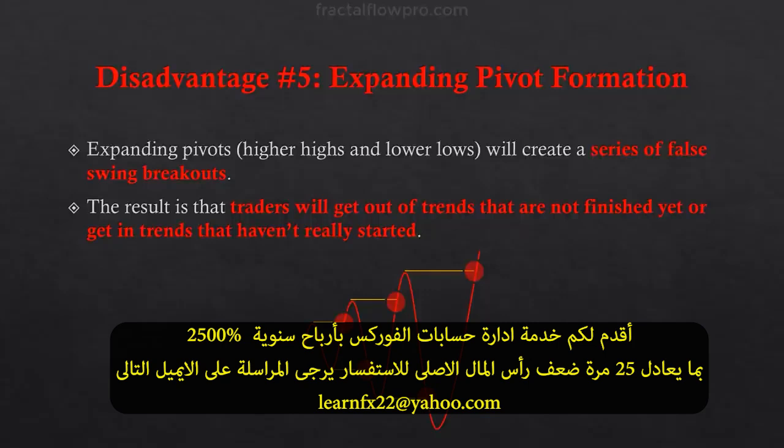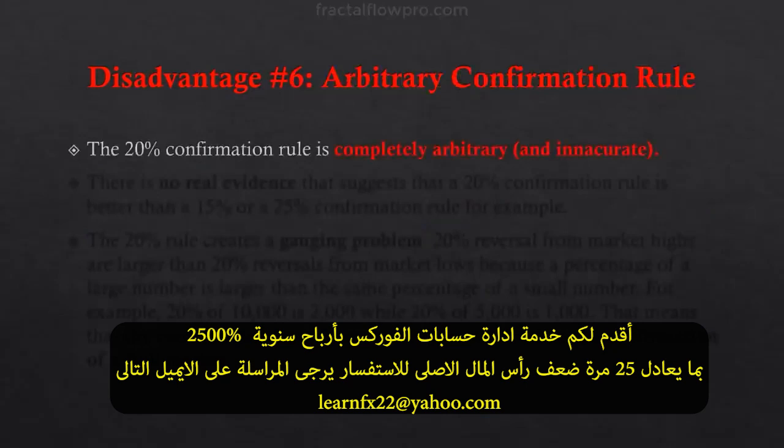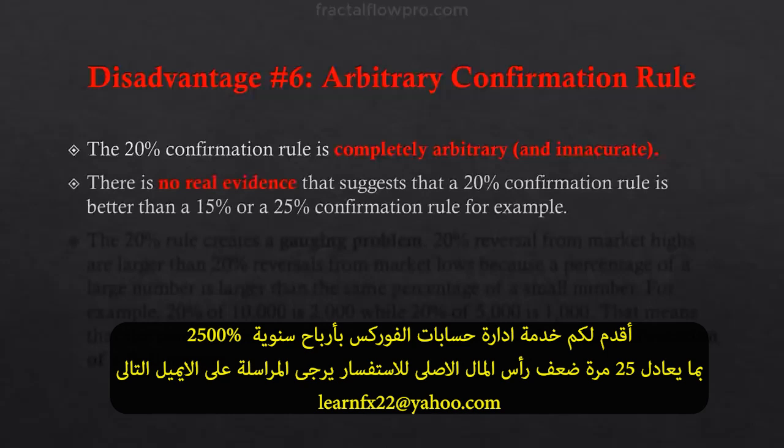Dow theory enthusiasts will claim that the reversal signal should be confirmed with the 20% rule. And here lies yet another problem. The 20% confirmation rule is completely arbitrary. There is no reason to believe that a 20% confirmation rule is better than a 15% or a 25% rule, for example. The other problem with this rule is that it diminishes the accuracy of the signal even more.